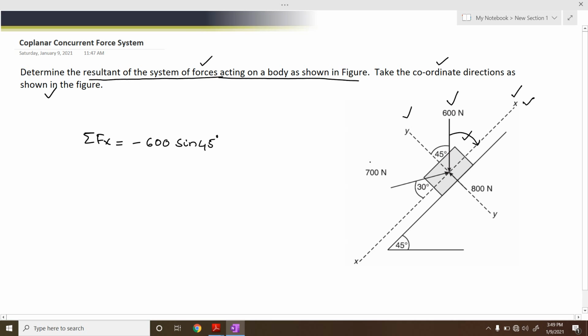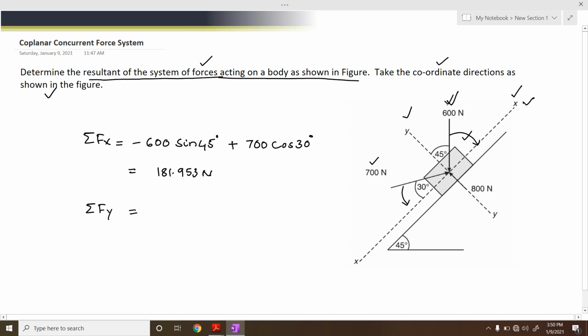Then next, this force we have is 700 newtons. If you resolve it along the x-axis, it will be moving towards the right side, upwards, that is positive, and we are going to resolve along the angle, therefore this is cos of 30 degrees. If you simplify this, we will be getting summation of Fx as 181.953 newtons.